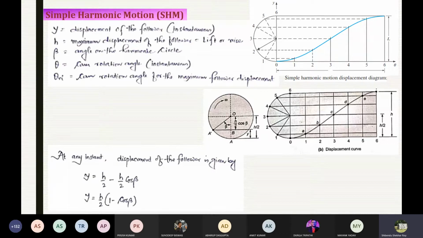And as you have seen, with respect to this reference, the lift is h, that means the maximum displacement is h, that means the diameter of this circle is h and the radius will be h/2. Your equation for y, with respect to this reference frame, that is the starting point, after t seconds, the displacement of the follower will be this amount. Here you see that y equals h/2 minus h/2 cos beta, which I discussed in the last class.